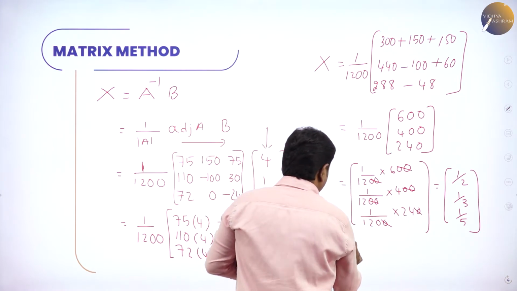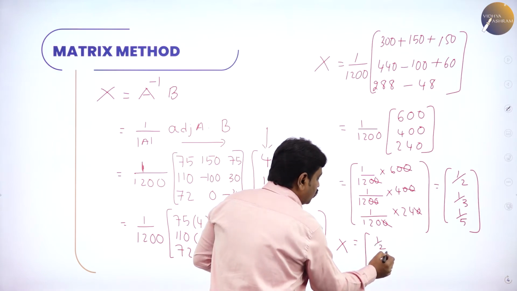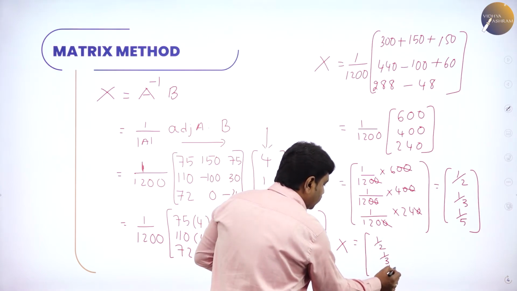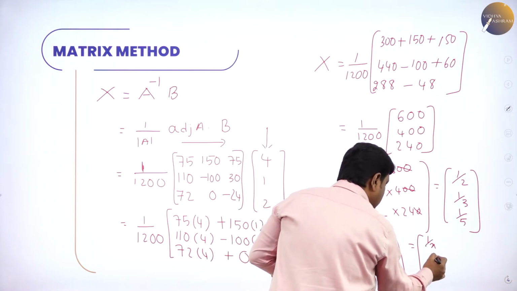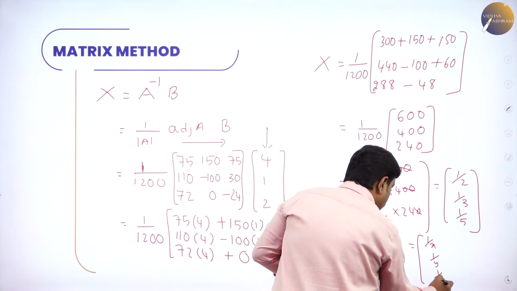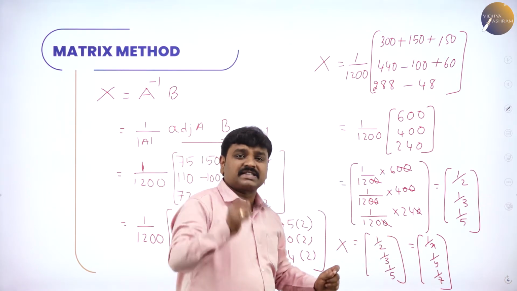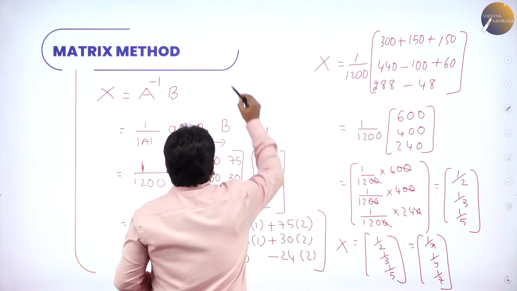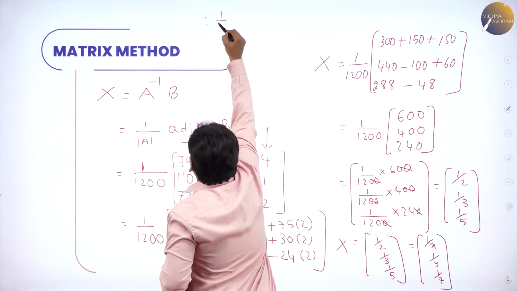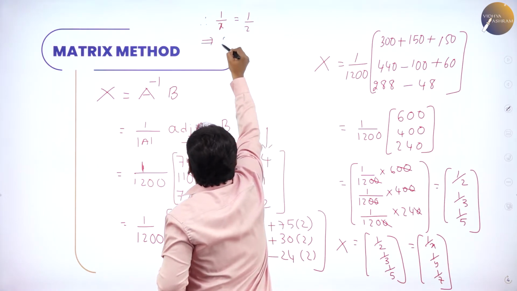So we got the x value, all of you know what is x? We got 1 by 2, 1 by 3, 1 by 5, but you know what is the x we assumed? We have assumed x as 1 by x, 1 by y, 1 by z. So now you got the 1 by x, 1 by y, 1 by z values. Earlier we used to take x as x, y, z, but in this problem we took 1 by x, 1 by y, 1 by z. So therefore your 1 by x value is 1 by 2. That implies, taking reciprocal on both sides, x will become 2.